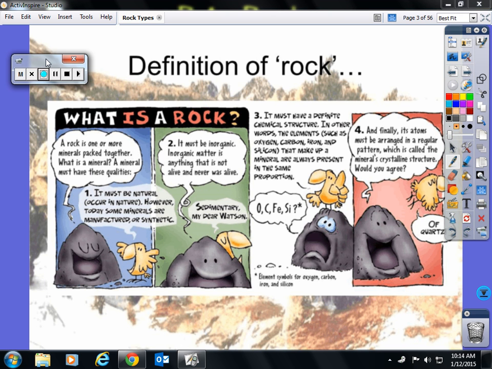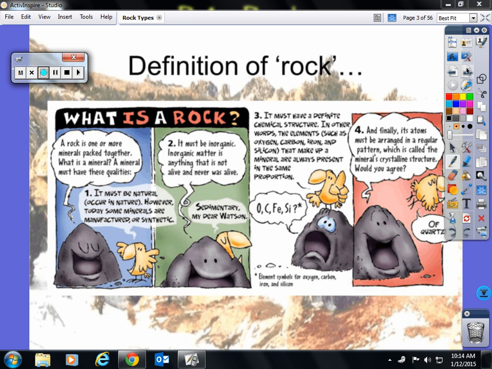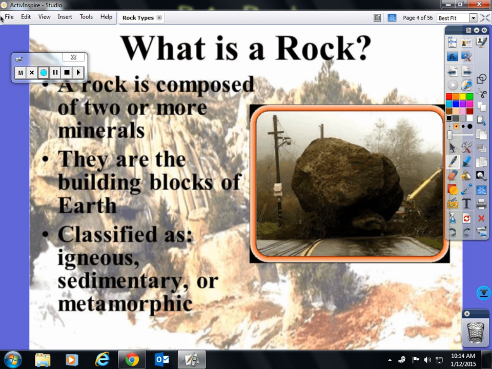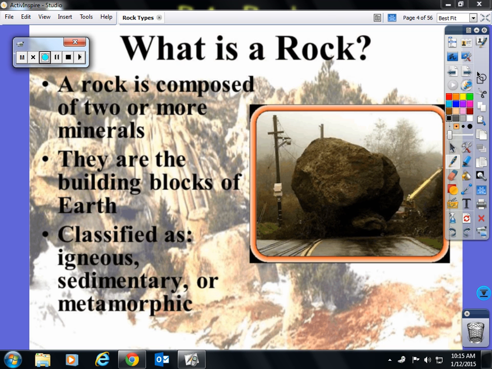Okay, the definition of a rock says a rock is one or more minerals packed together. That's the definition of a rock. Again, it's written right up in this top bullet. It says they're considered the building blocks of Earth, and we classify them in the bigger groups of igneous, sedimentary, and metamorphic, and that's probably about what you know as far as rocks go.